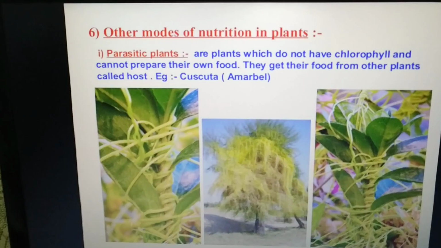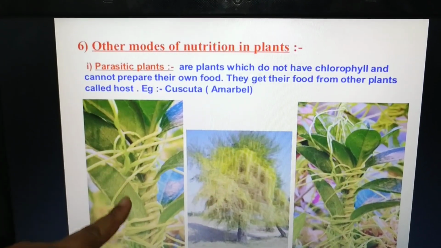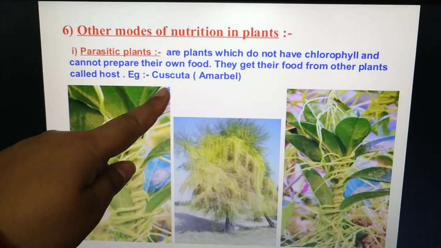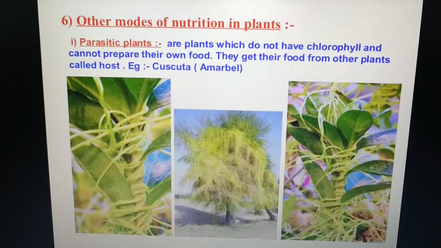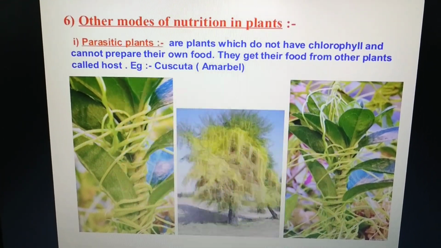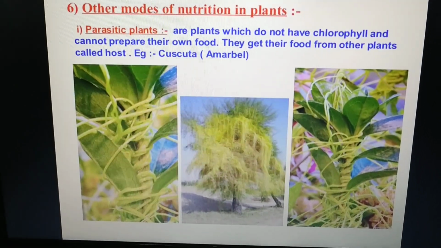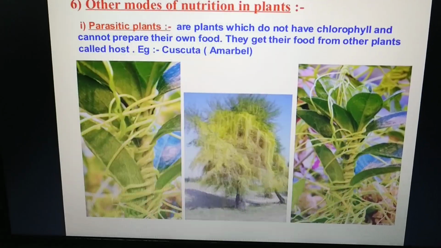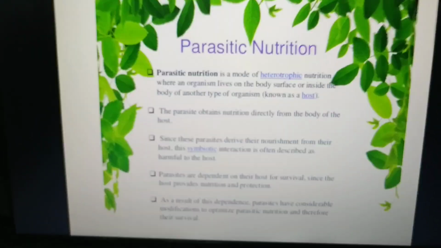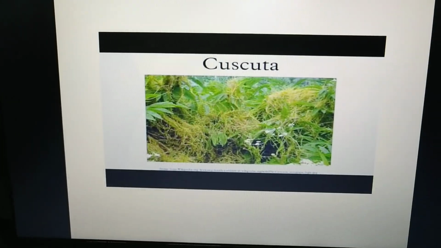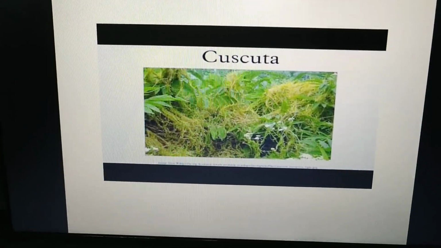You have seen so many times so many types of vines in the forest which wrap around some other plant. This type of vine, basically amar bel, is a parasitic plant. This amar bel goes inside its host plant and sucks all the nutrients from the host plant. It inserts its haustoria in the host plant and takes the nutrition from it. This amar bel is also known as cuscuta or dodder.